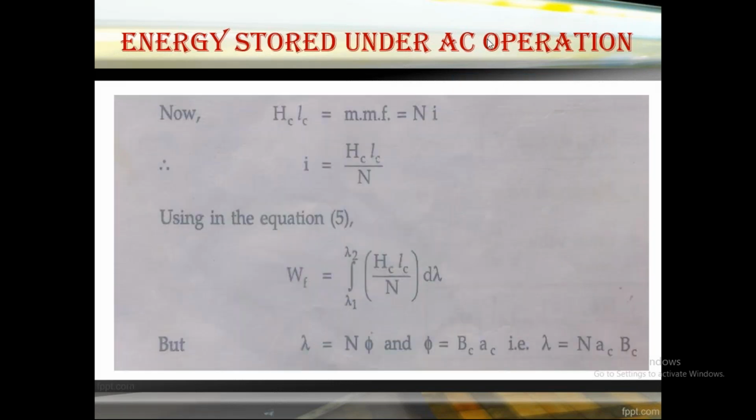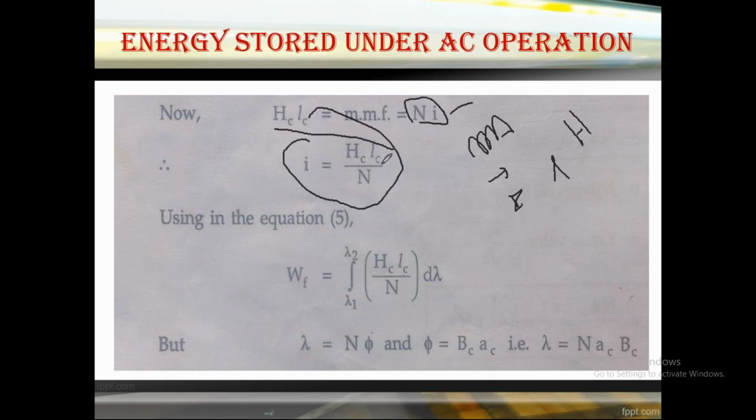Now this equation is given by the magnetic motive force, MMF. Generally it is given by NI. It means that in the number of turns, however much current is flowing, that much magnetic motive force will be generated, and it mainly depends on the length of the coil and the intensity of the coil. So it is completely given by the relation HC LC is equal to NI. HC is the magnetic intensity of the coil and LC is the length of the coil. From this we can get the I value. So I is equal to HC into LC divided by N. Now substitute this I value in the previous equation.